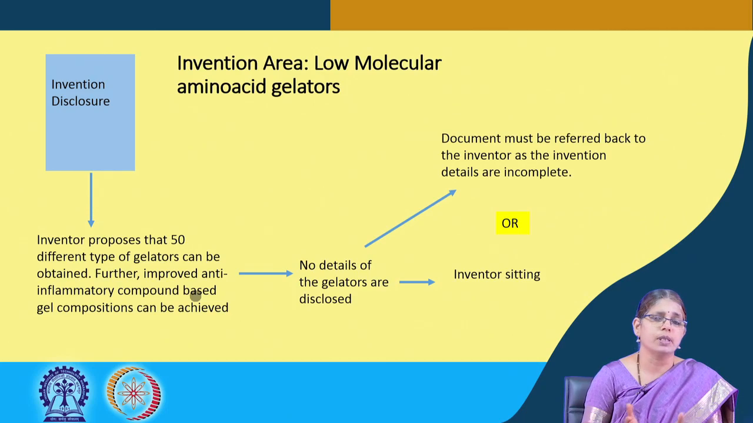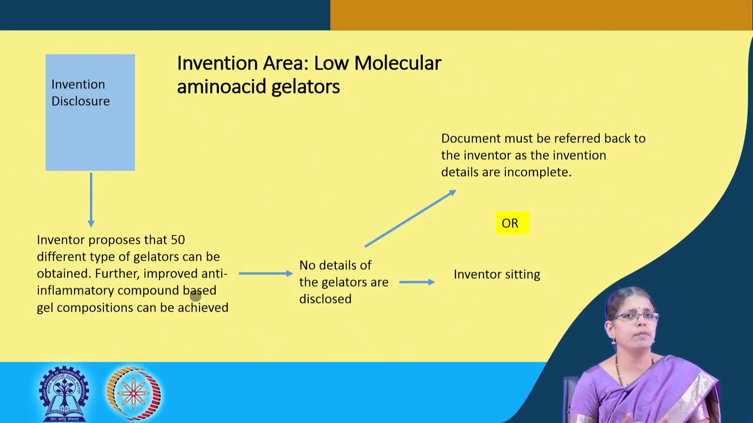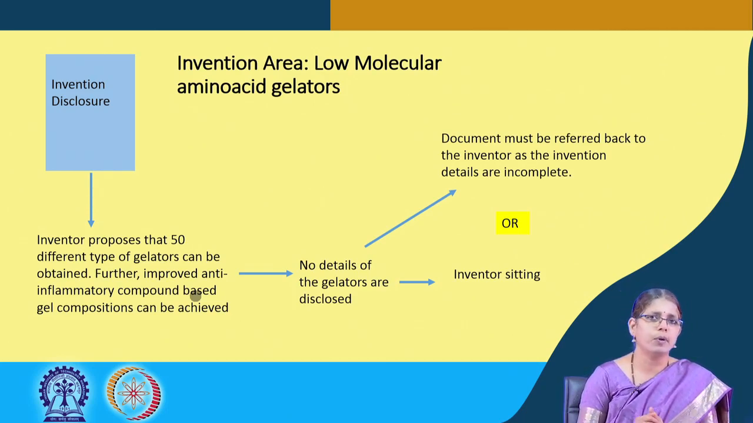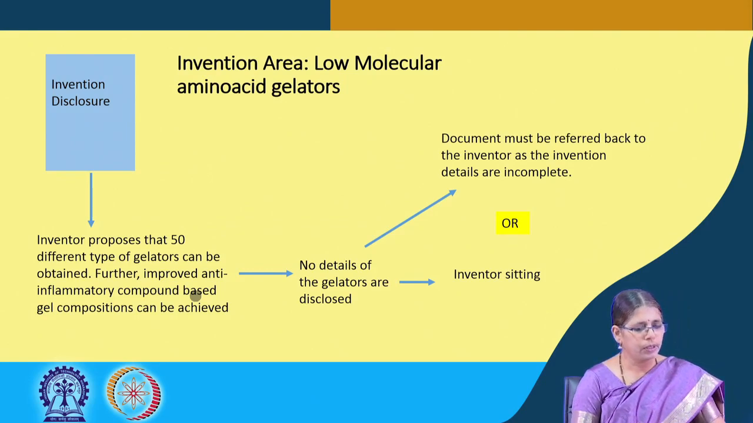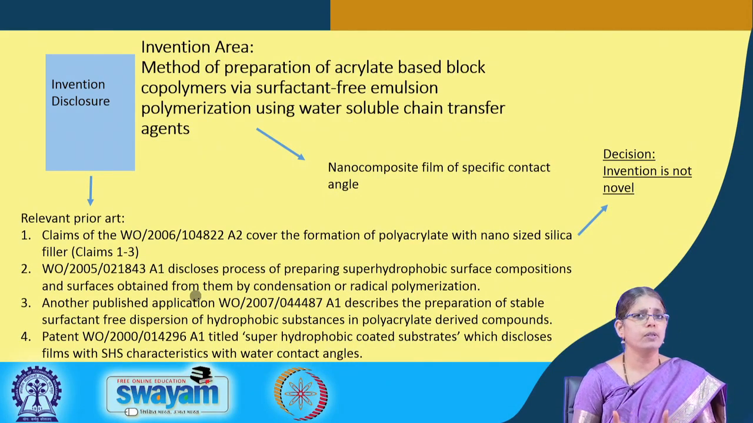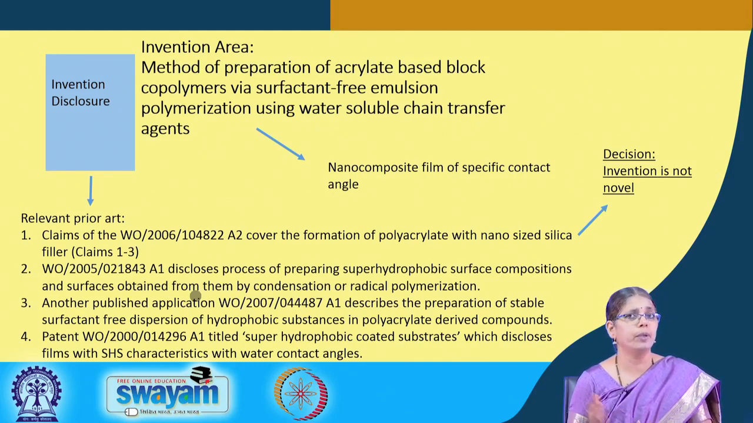Sometimes these details may be missing. So, when no details of the gelators are given, what happens? It is possible that the inventor has missed adding this information. So, there are two options available to you. One is to refer the document back to the inventor so that the inventor can add these details, and then you can start the patentability assessment. Another option is an inventor sitting, where you can invite the inventor and ask for the details in relation to this particular disclosure. So, this is one instance where, when information is not available, you cannot conduct the patentability search.